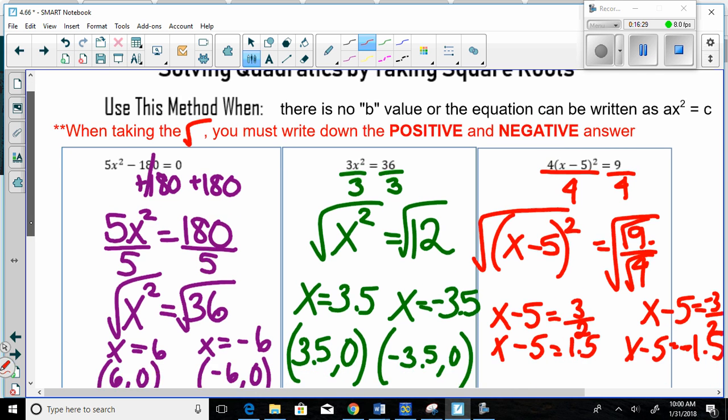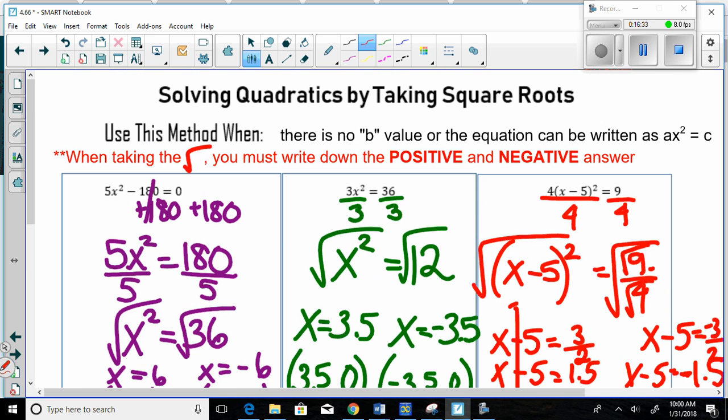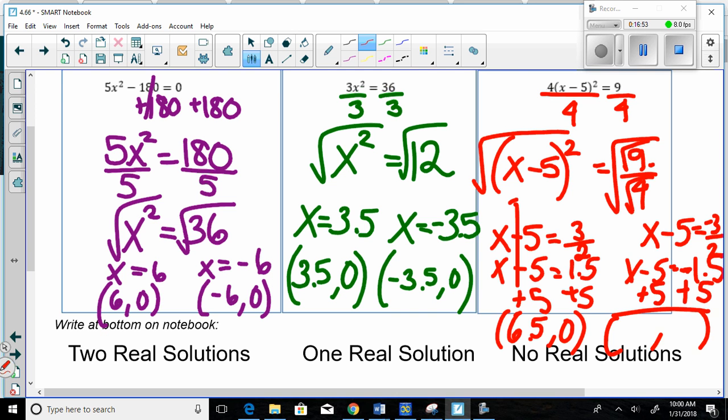Okay, am I done though? How do I get x by itself? Add 5. So when you add 5 to both sides, this one I end up getting what? What's 1.5 plus 5? 6.5. So it's 6.5 comma 0. And what does this one end up being? What's negative 1.5 plus 5? Or 5 minus 1.5?